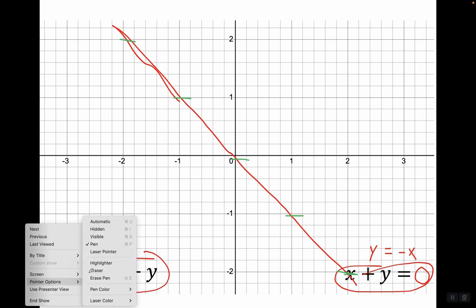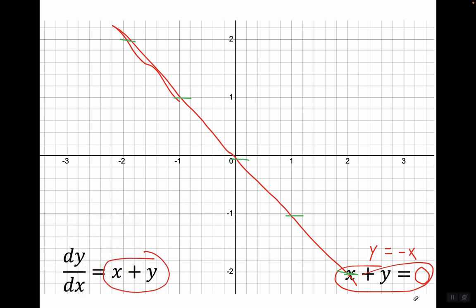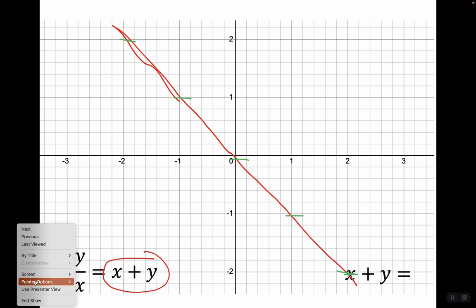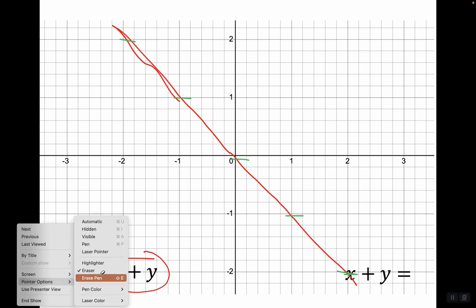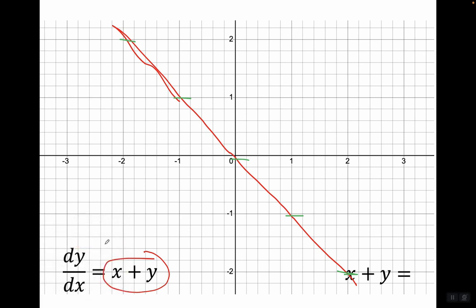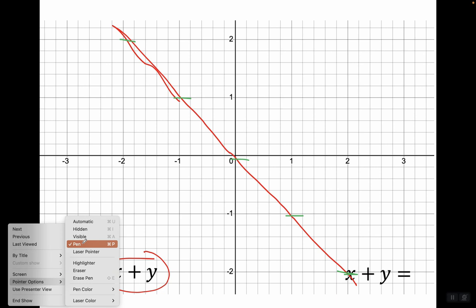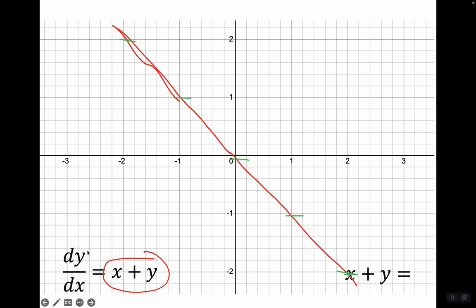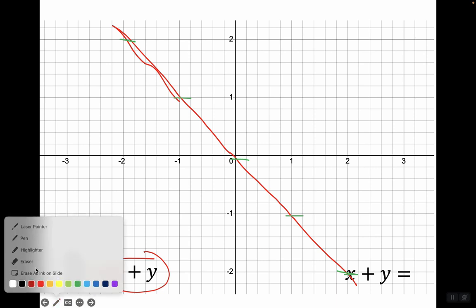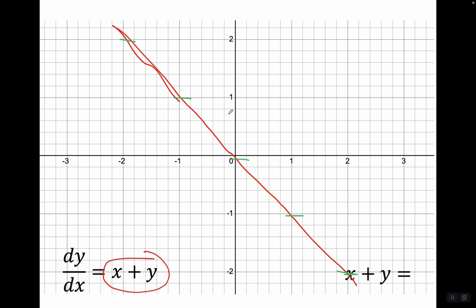Okay, now let's choose a different one. Let's use the eraser. We don't want 0 anymore. Instead, let's choose x plus y equals, maybe let's just choose x plus y equals 1. And as for color, let's go with pen, and I'm going to go back to red.